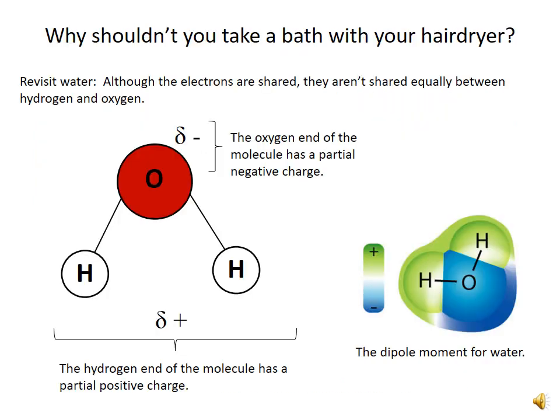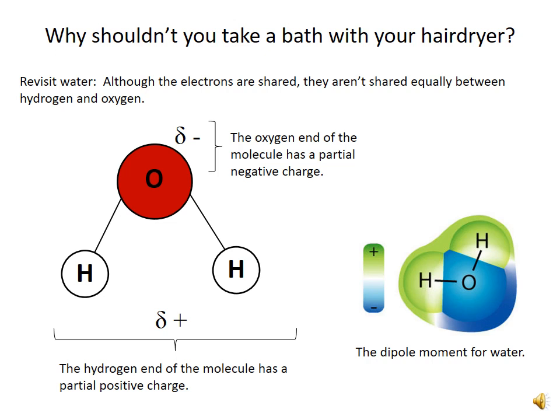This then brings us to the question of why you shouldn't take a bath with your hair dryer. In order to understand why something like bath water does in fact conduct electricity, we need to look more closely at the structure of water. I mentioned previously that the oxygen and hydrogen atoms in the water molecule are covalently bound by a shared pair of electrons, and that overall this molecule is neutral.